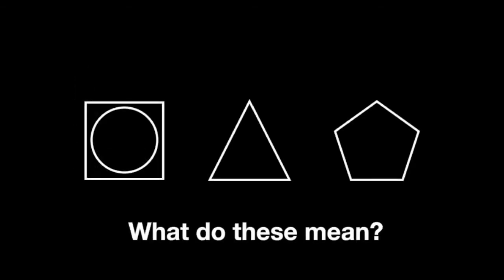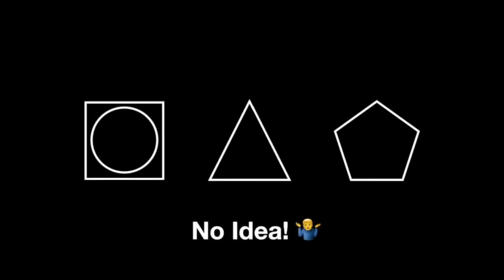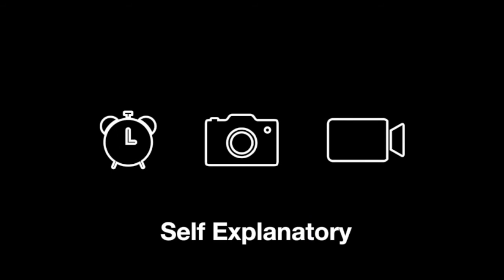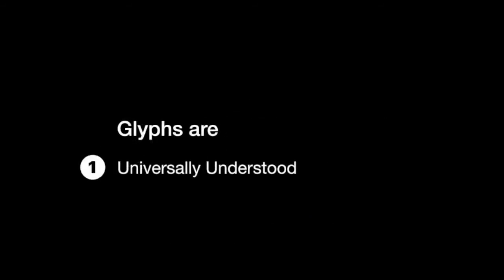So glyphs. What do these mean? No idea. It could mean anything. But what do these mean? They're very self-explanatory. There's an alarm clock, there's a camera, there's a video camera. So glyphs are universally understood. Don't make glyphs that are just a triangle or just a hexagon. That is probably not going to be understood by everyone.